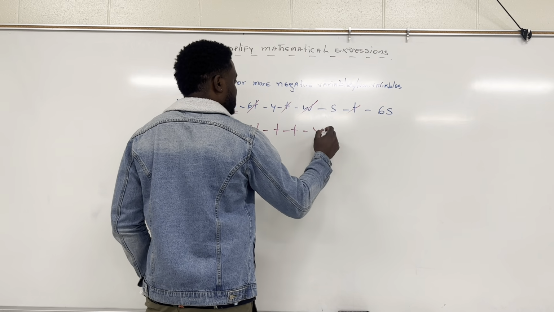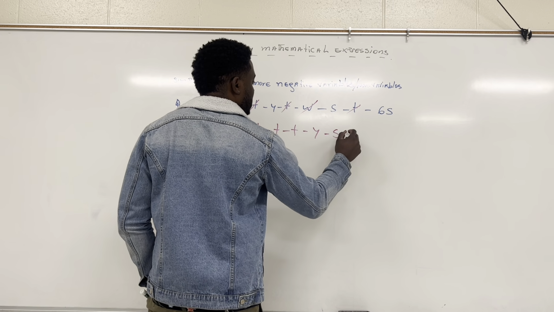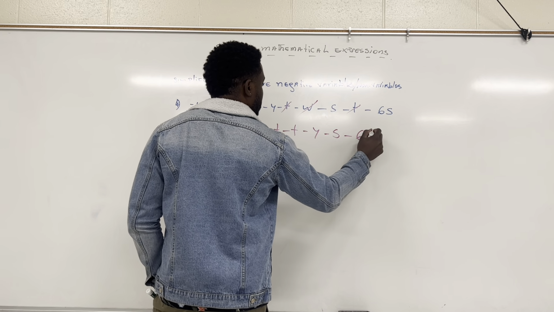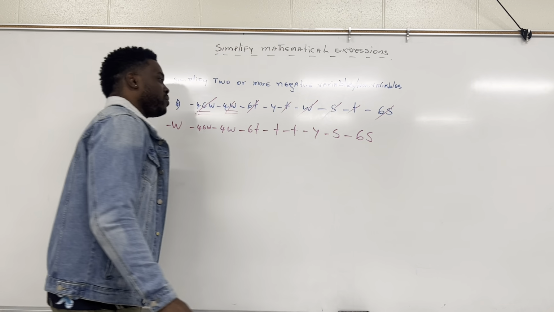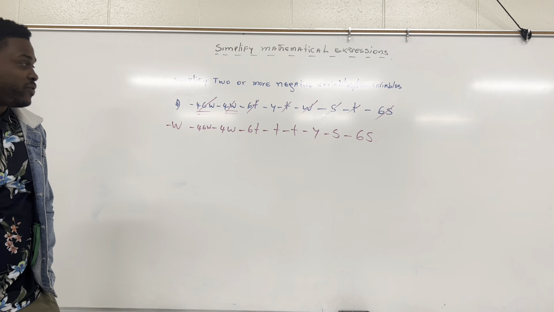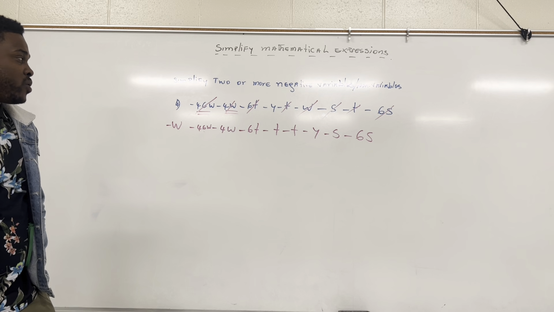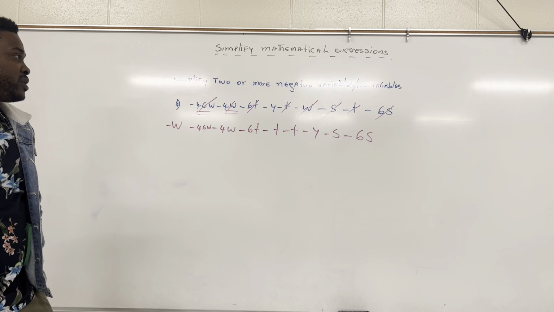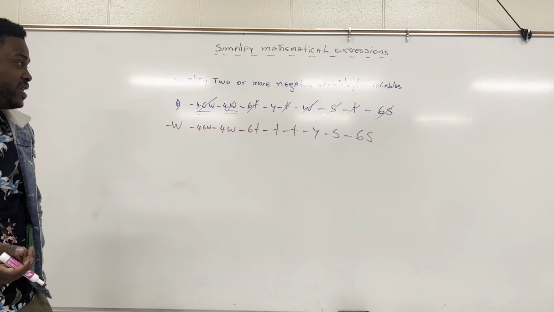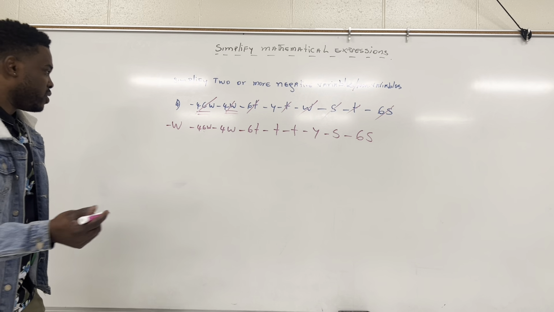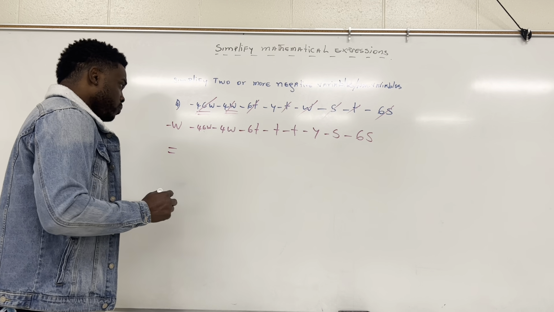And then let's do S now. Negative 6, negative S, and then negative 6S. So we're done with all. We're done grouping. So now we can simplify, finally, right? Remember, when we have multiple negative signs, we add the numbers and keep the negative sign, right? So that's the whole point here.